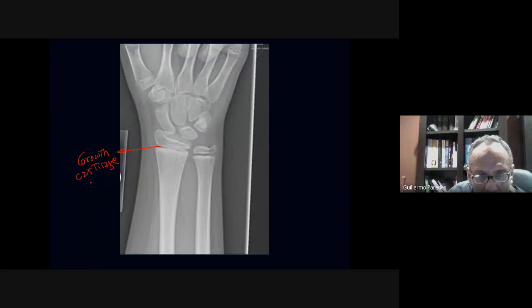When you're an adult, this line is lost. That means it has already been replaced by calcium, and the appearance is going to look white like this. You okay with that? And where is it located? At the epiphysis, we have the red bone marrow and the growth cartilage. You okay with that?